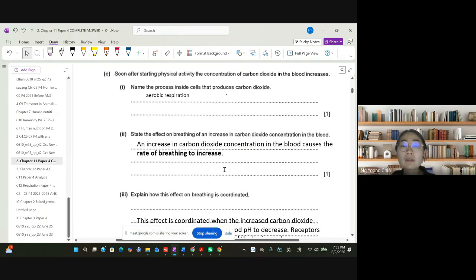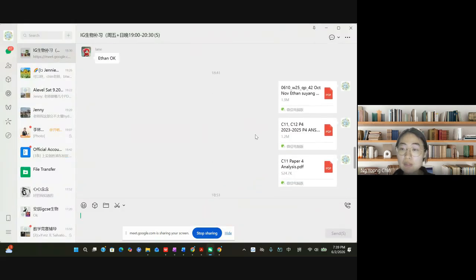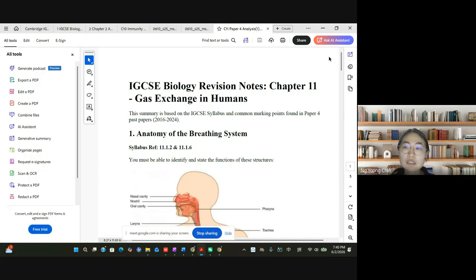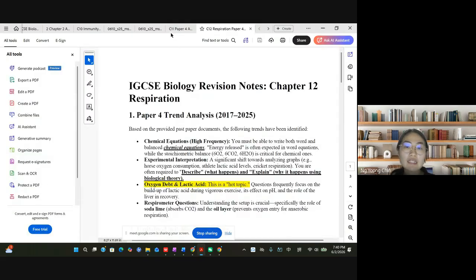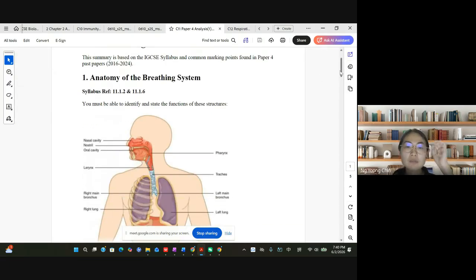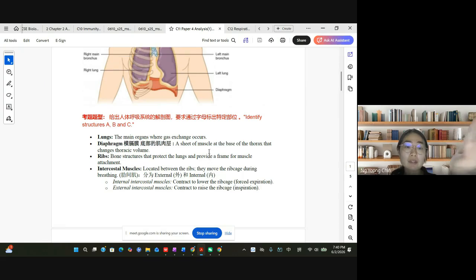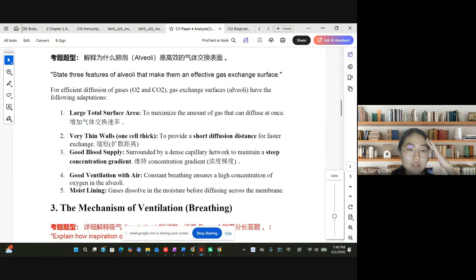And then you will learn about aerobic and anaerobic respiration also. Okay, you can have a look at the notes which I sent to you here. I sent you the Chapter 11 Paper 4 analysis, which is this one, and also the Chapter 12 Paper 4 analysis. Have a look at this Chapter 11 Paper 4 analysis. It already summarizes the important keywords that you need to memorize. So you need to recognize the anatomy.